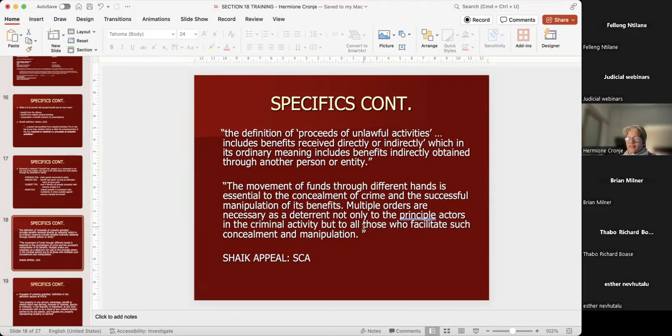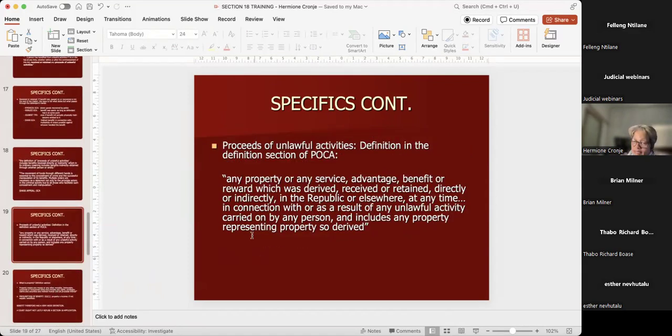You can recover the value of that benefit from both those accused, which makes it even more controversial. But it has been approved by the Constitutional Court. So the definition of benefit refers to proceeds of crime.